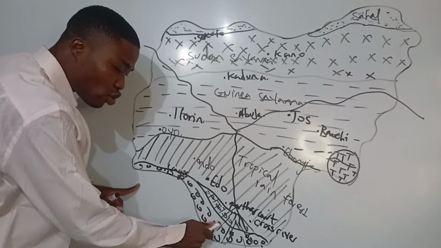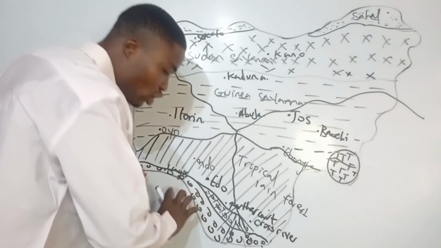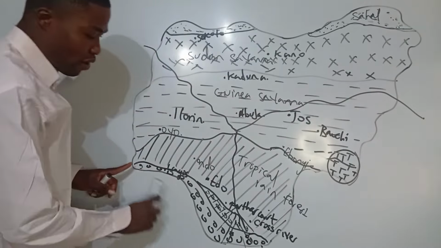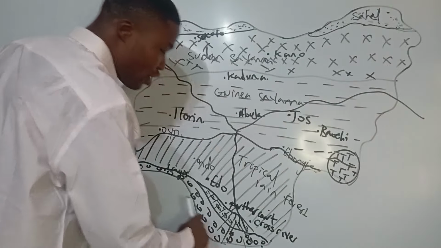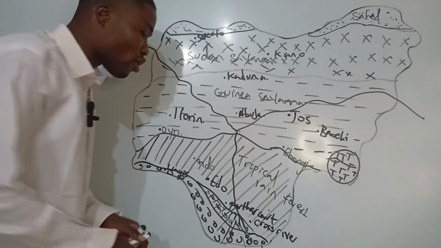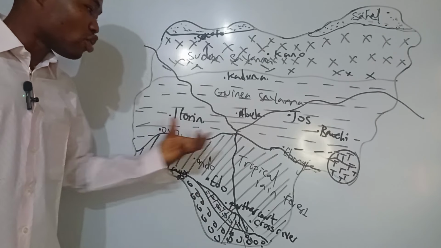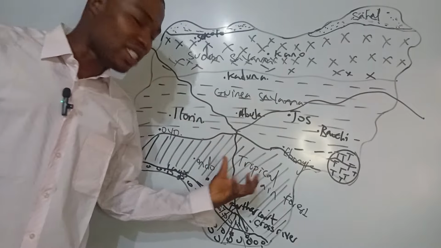This mangrove swamp, or swampy region, has more rainfall than the tropical rainforest. Remember, what makes up the mangrove forest? The mangrove forest is made up of the mangrove swamp and the freshwater swamp. These make up the mangrove forest, and the mangrove forest has more rainfall than the tropical rainforest. Just that the tropical rainforest has more dense vegetation than these.